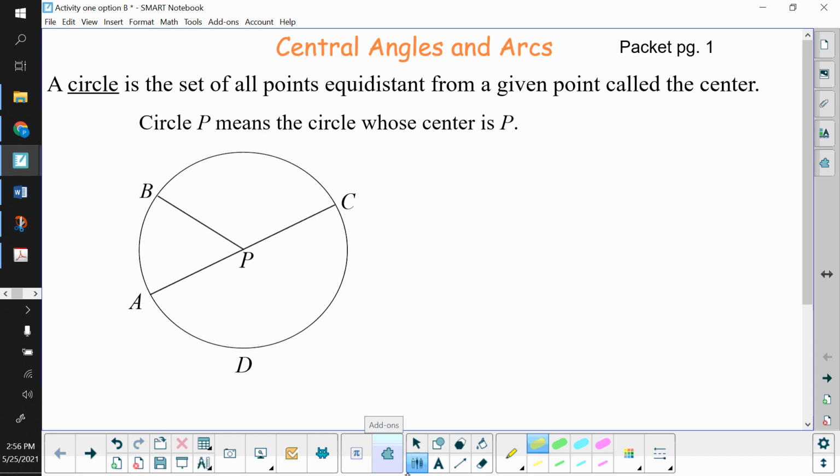So to start out, a circle is always named by its center. So in this circle here, we would call it circle P. So in a question, if you just see circle and a letter, that is them telling you what point is the center in the diagram. So circle P here means that P is our center. The first type of angle we're going to look at today are central angles. Angle APB is an example of a central angle. BPC is also an example of a central angle because their vertex is at the center.